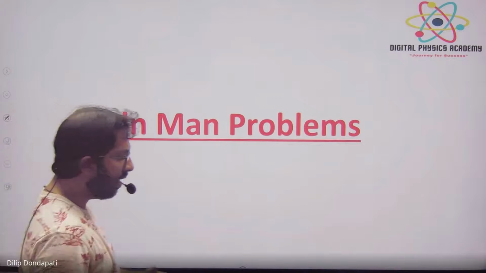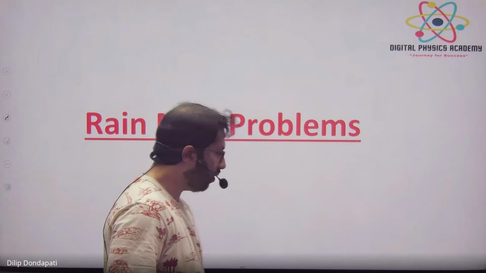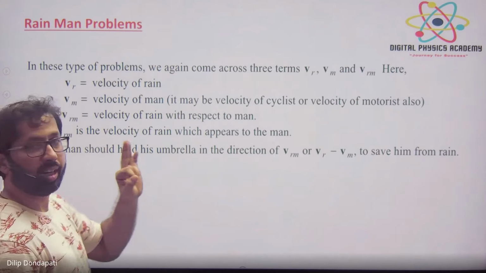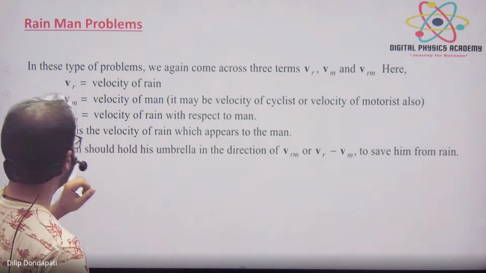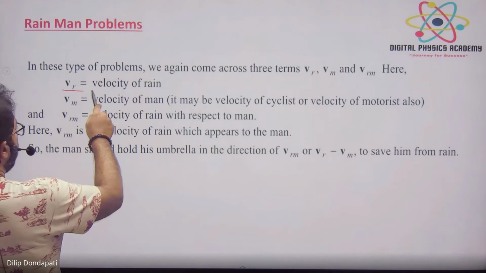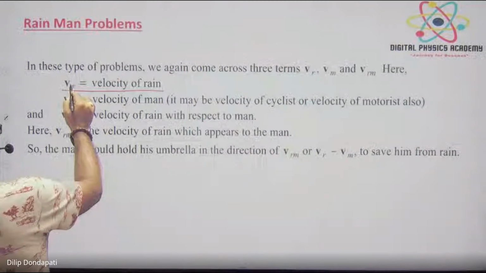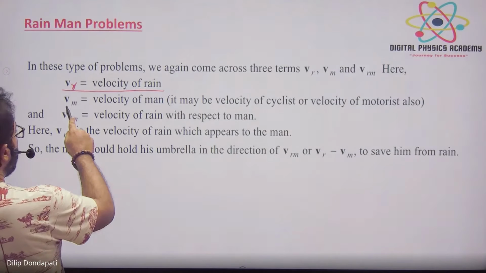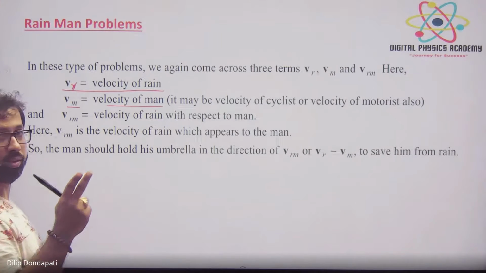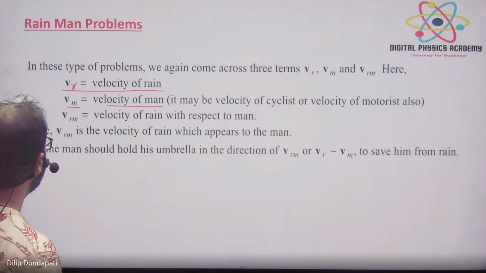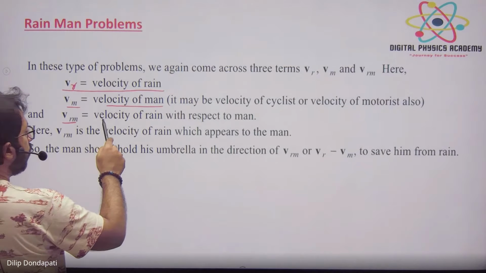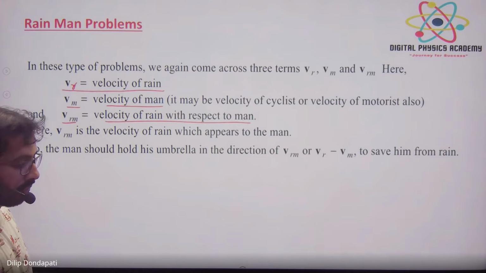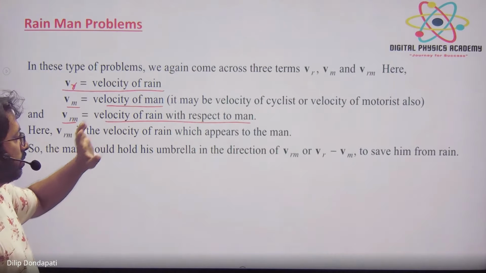How to deal with rain man problems? Only the vector story is going on. See, in this you have 3 terminologies. One is VR, the velocity of rain. VR is called velocity of rain. Next, VM is nothing but velocity of man. Second terminology. Don't write everything, just write the things. And VRM means velocity of rain with respect to man. VRM is the velocity of rain with respect to man.